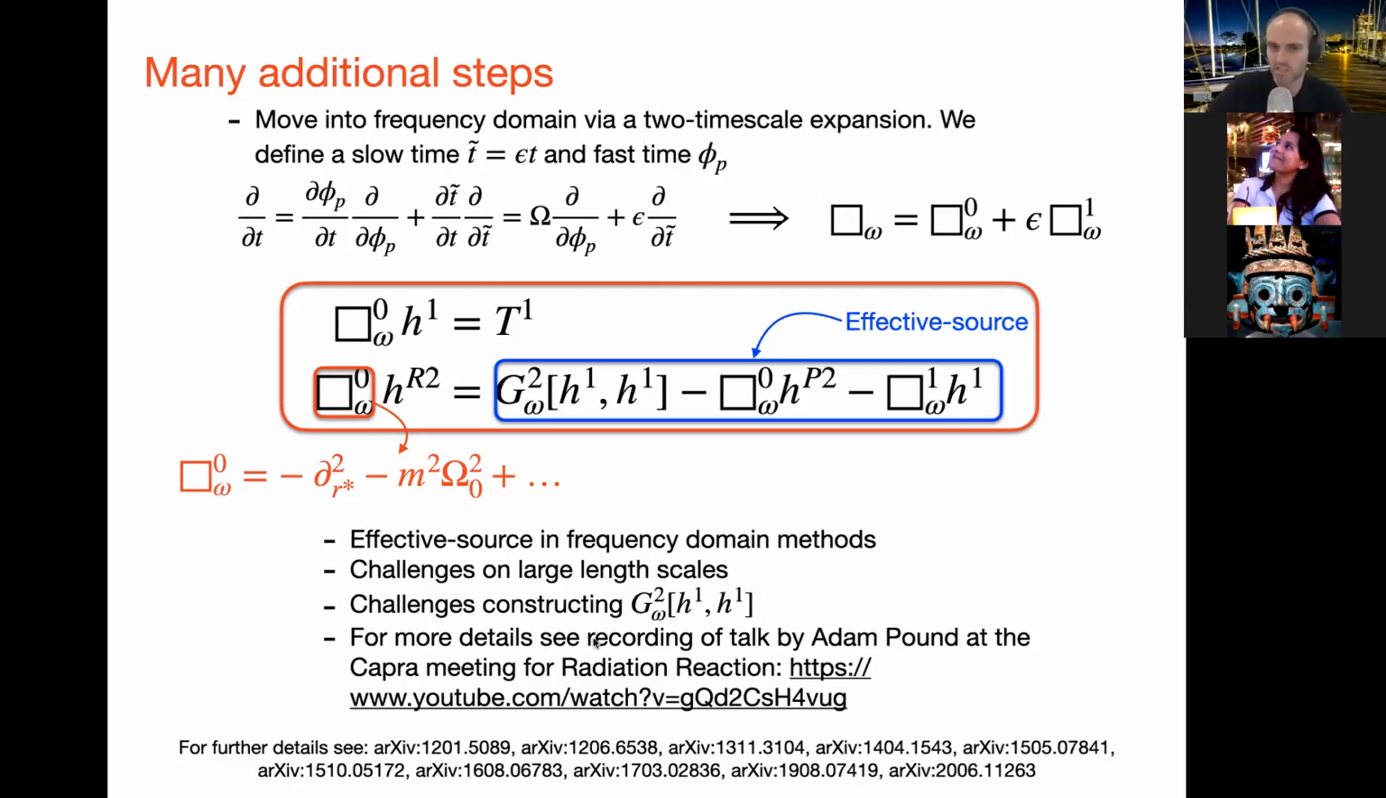If you want to see some more gory details, there's a nice talk at the Capra meeting that I provide a link to here. And this work now has been ongoing since I finished my PhD back in about 2012, 2013, in fact, and we've been slowly publishing a lot of papers that go through the details here. And then just in the last few months, we've got the first results that I want to present to you next.